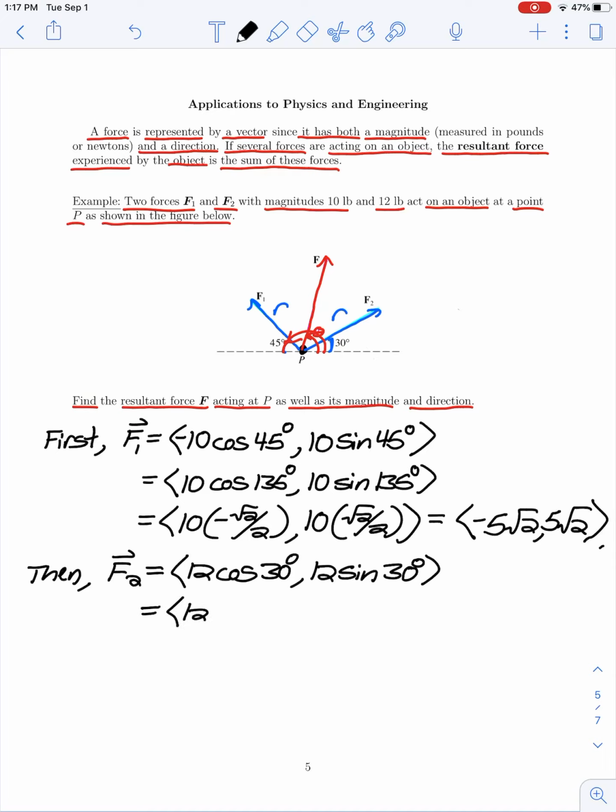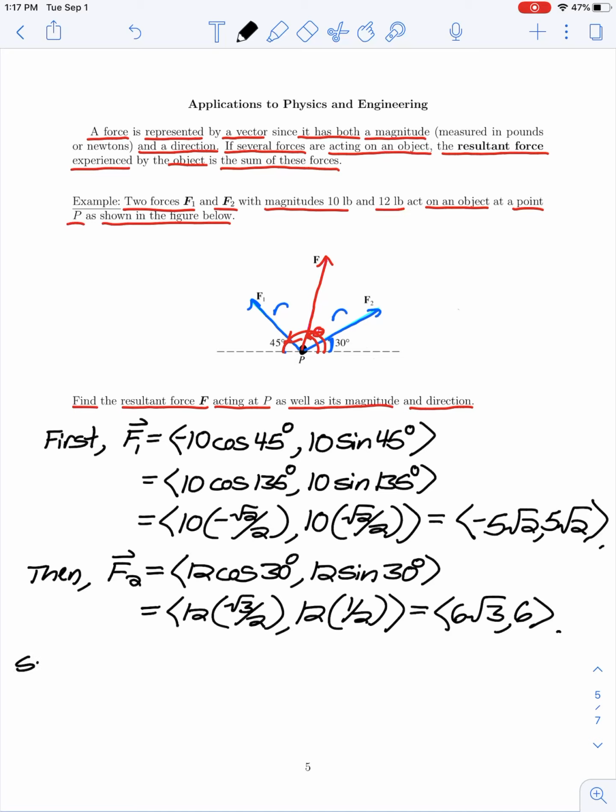So we have then 12 times cosine of 30 degrees, which is root 3 over 2, and 12 times sine of 30 degrees, which would be 1/2. So this leaves us 6 root 3 and 6 for the components of F2.